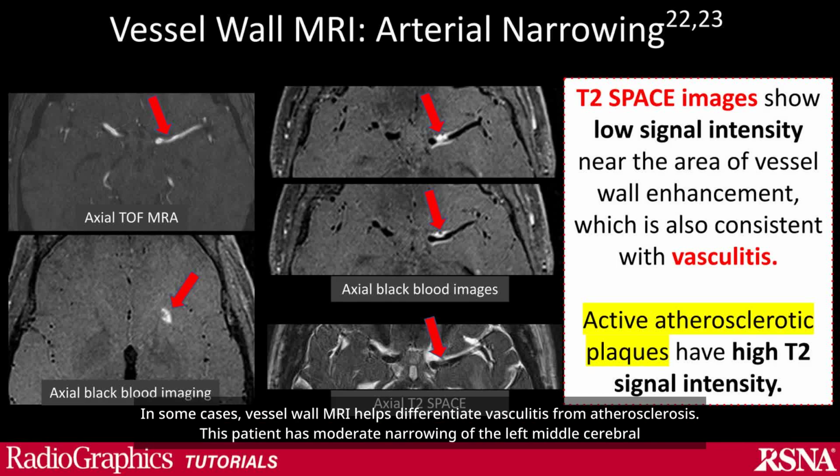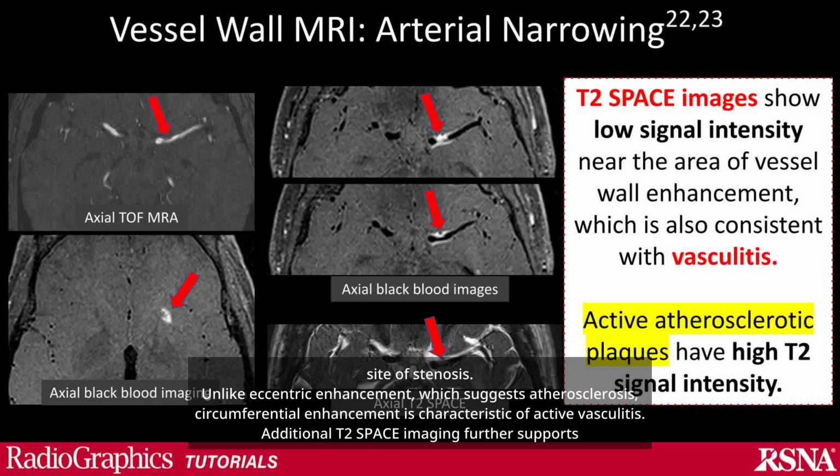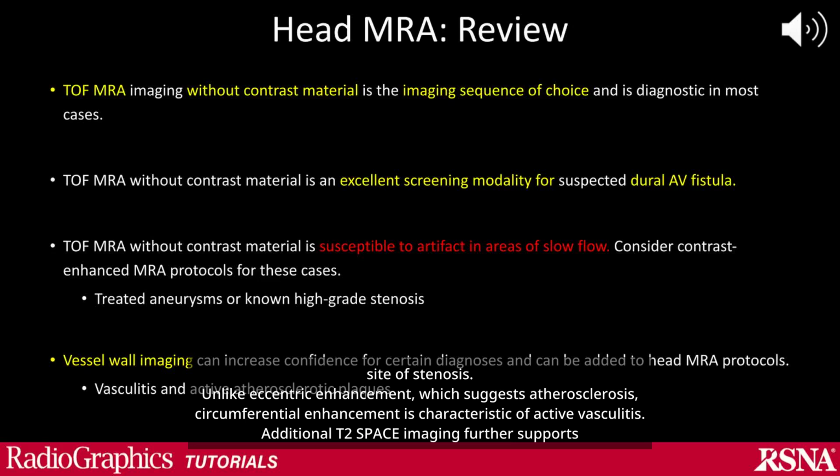In some cases, vessel wall MRI helps differentiate vasculitis from atherosclerosis. This patient has moderate narrowing of the left middle cerebral artery, along with a recent subacute infarct in its vascular territory. Black blood imaging demonstrates marked circumferential wall enhancement at the site of stenosis. Unlike eccentric enhancement, which suggests atherosclerosis, circumferential enhancement is characteristic of active vasculitis. Additional T2 SPACE imaging further supports the diagnosis, showing low signal intensity at the enhancement site, a finding consistent with vessel wall inflammation.